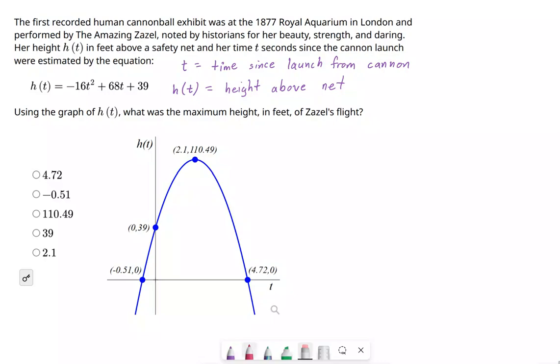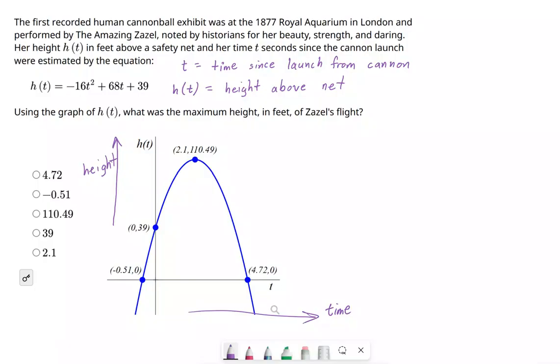And when we plot this on a graph, I want to draw your attention to the vertical axis, which is height, and the horizontal axis, which normally you would think of as the distance from the cannon, like how far out from the cannon you go. That's not it. This is time.